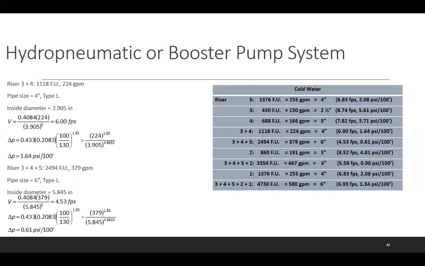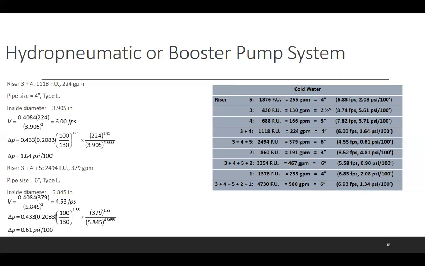So, 224 gallons per minute. So, the pipe size is 4 inches, type L. Its diameter is 3.905. Velocity is 0.4084 times 224 over 3.905 squared, is 6.0 feet per second. The delta P is equal to 0.433 times 0.2083 times 100 over 130 to the 1.85, times 224 to the 1.85, over 3.905 to the 4.8655. The delta P is equal to 1.64 PSI per 100 feet.